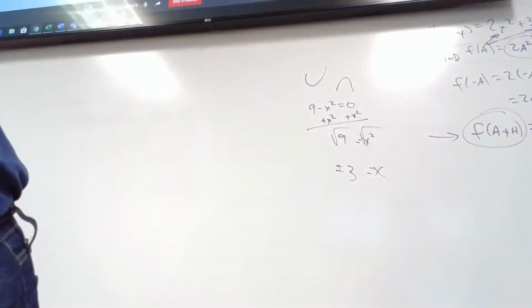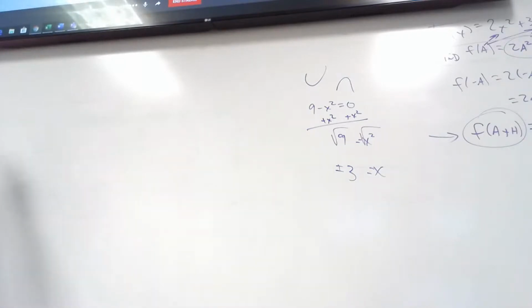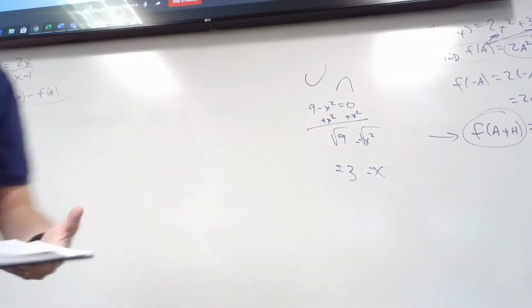And I'm gonna do problem number 48 because it's an even one, and then you won't have to ask me how to do this one tomorrow. 48, I want you to use the difference quotient, okay? And I've got f of x equals 2x over x minus 1. And I'm going to say find f of a plus h minus f of a all over h.